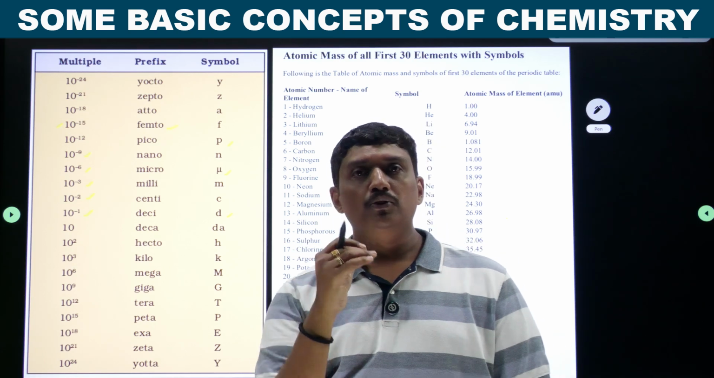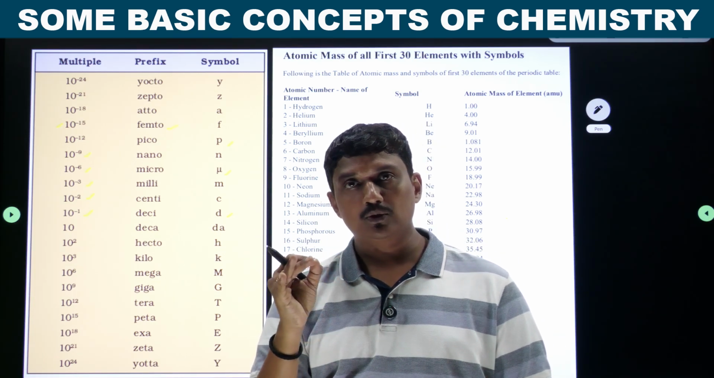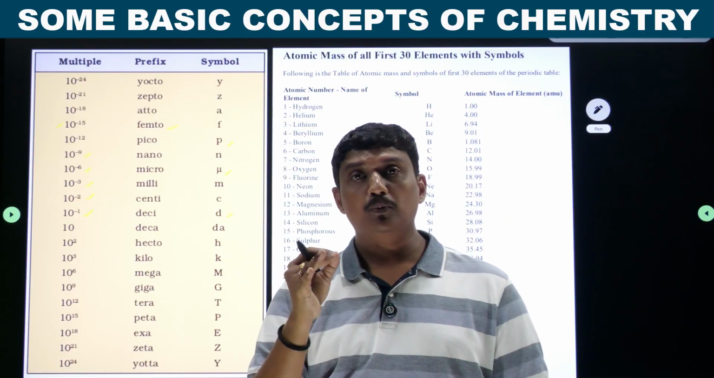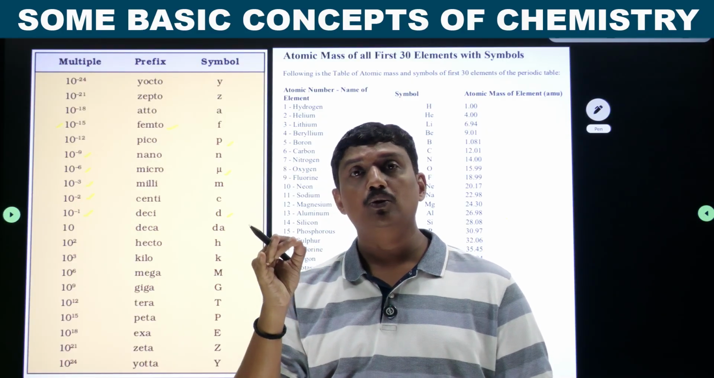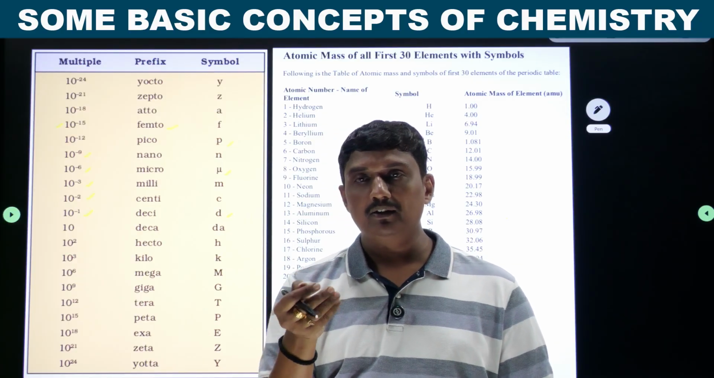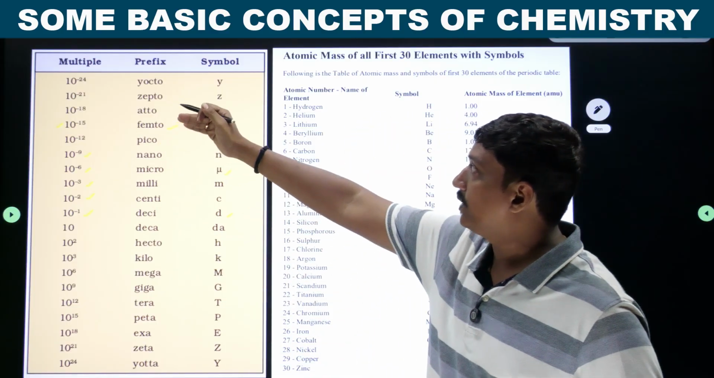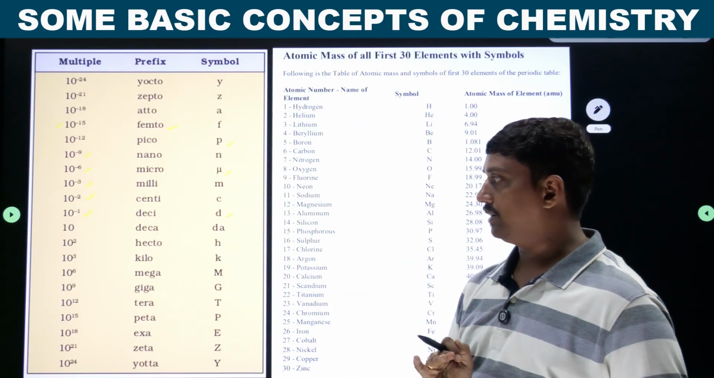Small numbers like 0.000009, 0.000001, 0.00001 are very difficult to manage for calculation. So we are using these prefixes.